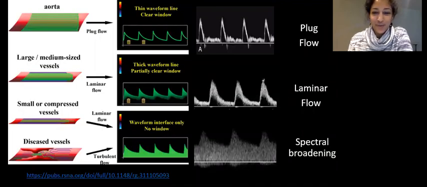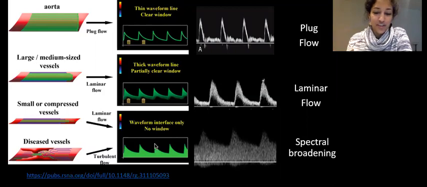And just one quick review of what Dane talked about last time, which I learned a lot from. So there's plug flow, which is when everything's going at the same velocity, such as in the aorta. And the same velocity is going to be this thin band here because they're all traveling at that same velocity. In medium-sized or smaller vessels, you'll get laminar flow, where there's more of a spectrum of flow, but not necessarily through the entire spectrum.